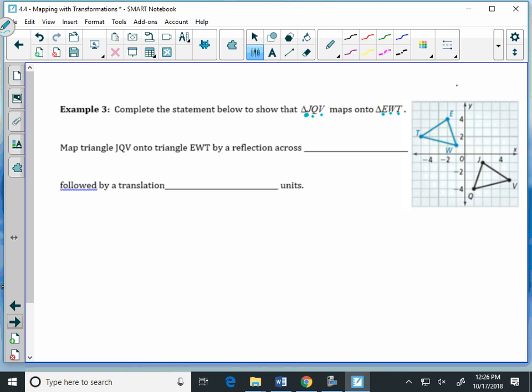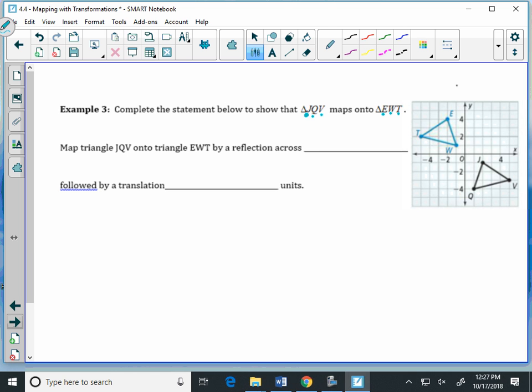And sometimes these problems are going to be fill in the blank, which aren't too bad, because they're at least telling you what transformation you're doing. You just have to figure out the rules for those. I know I'm doing a rotation, I just have to figure out how many degrees I'm rotating by. I know I'm doing a translation, I just have to figure out what direction and how many units I'm moving. I know I'm doing a reflection, I just have to figure out what I'm flipping it over.